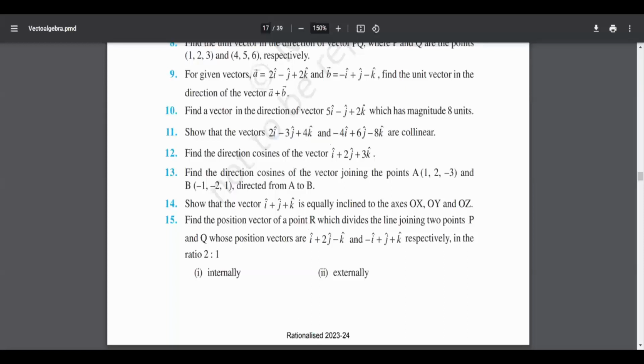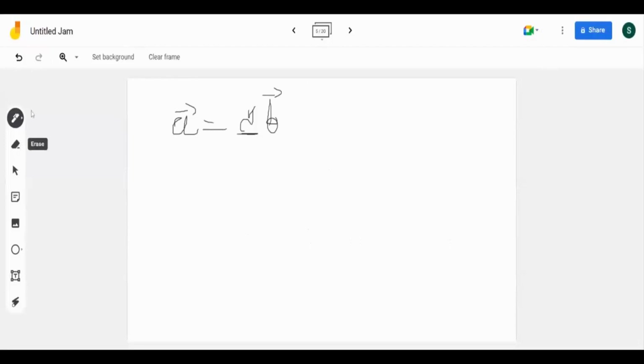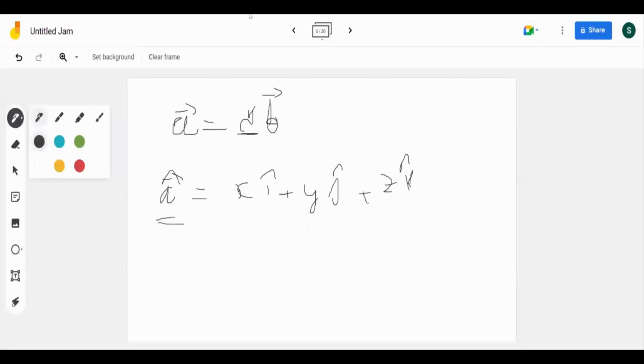So let us move on to question number 12. Find the direction cosines of the vector. Okay, so the direction cosines of a vector are the components of the unit vector. If we have given a cap equal to x i plus y j plus z k, its direction cosines are x, y and z, given it is a unit vector. So let us convert our question to a unit vector. So we have given the vector i plus 2j plus 3k.